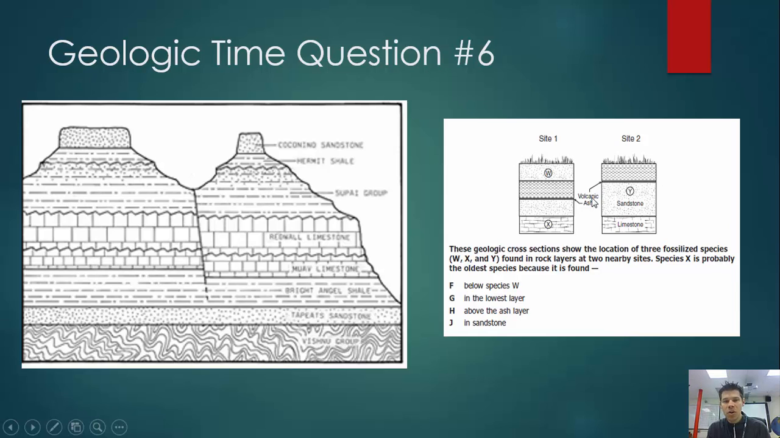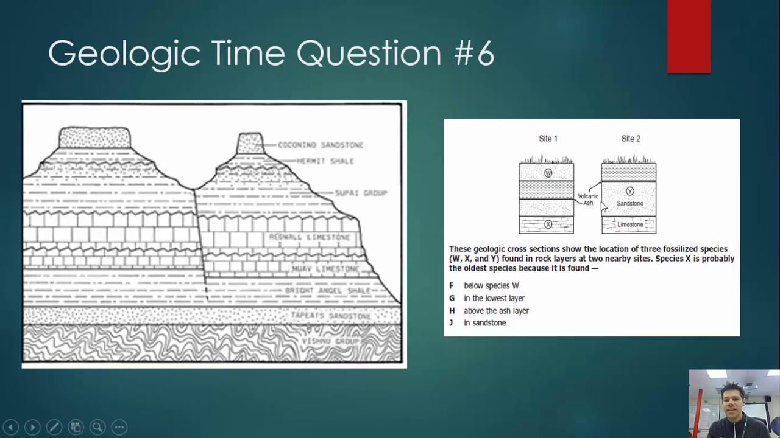And if you look at these 2 cross sections, even though they're in different places, kind of like this picture here, they're the same rock layer. Look here. We have a rock layer here and a rock layer here. It's the same rock layer. It looks like we had a volcano eruption. And we can see the layer of volcanic ash here and the layer of volcanic ash here.